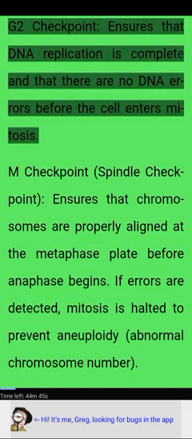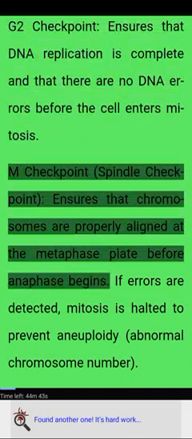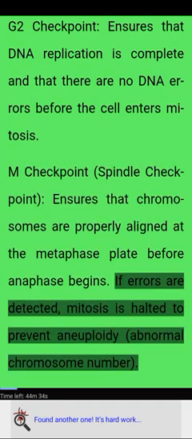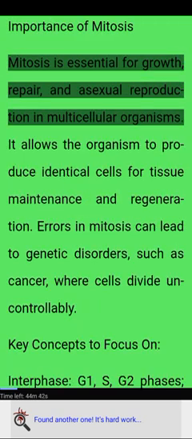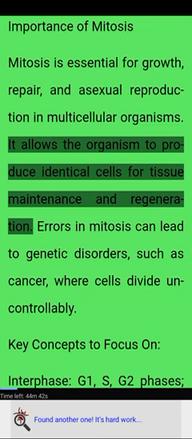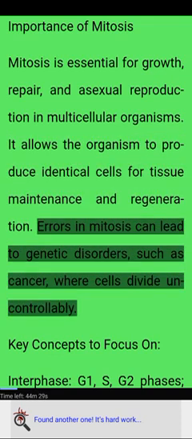G2 checkpoint ensures that DNA replication is complete and that there are no DNA errors before the cell enters mitosis. M checkpoint, the spindle checkpoint, ensures that chromosomes are properly aligned at the metaphase plate before anaphase begins. If errors are detected, mitosis is halted to prevent aneuploidy, abnormal chromosome number. Importance of mitosis. Mitosis is essential for growth, repair, and asexual reproduction in multicellular organisms. It allows the organism to produce identical cells for tissue maintenance and regeneration. Errors in mitosis can lead to genetic disorders, such as cancer, where cells divide uncontrollably.